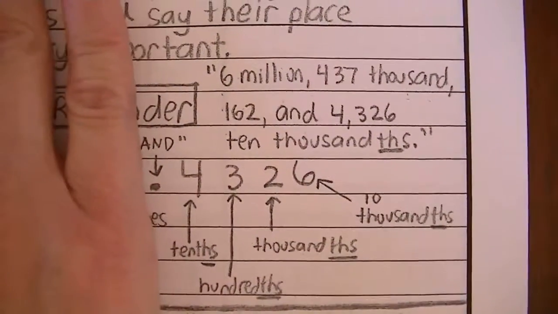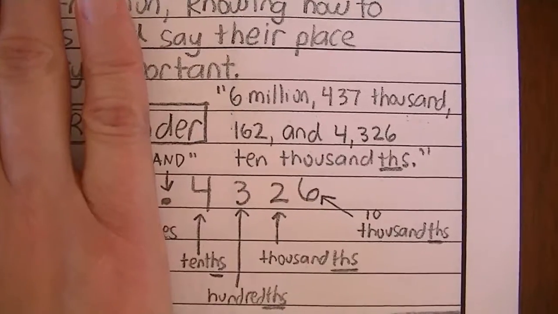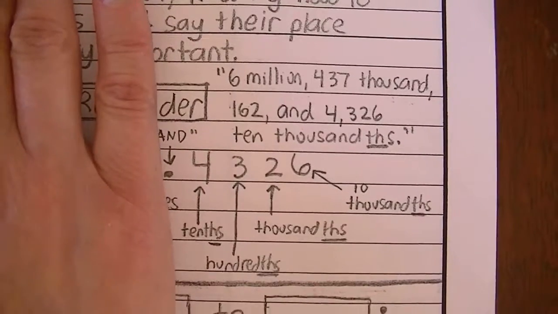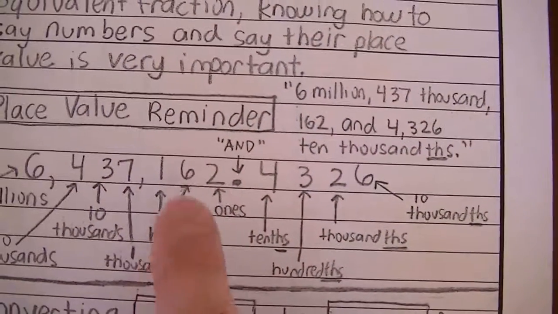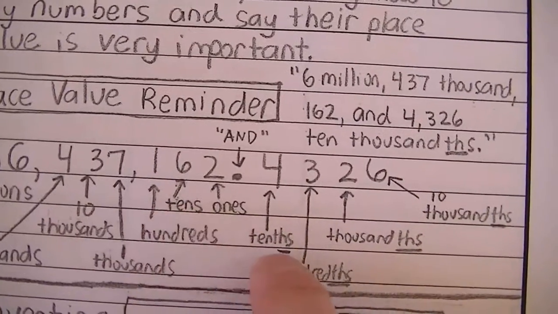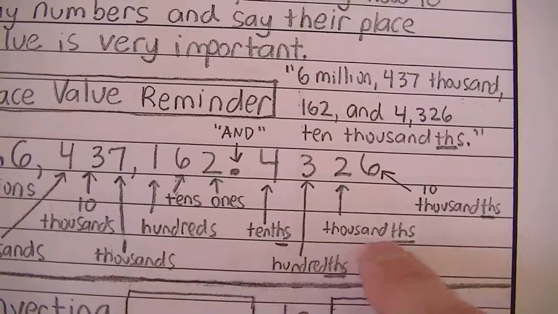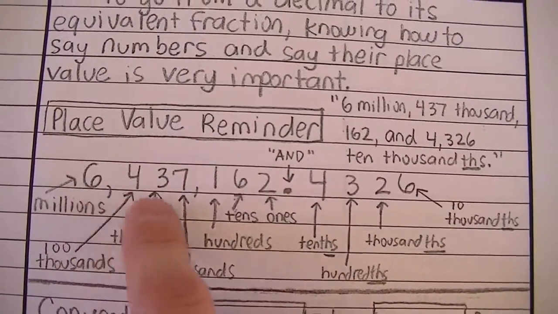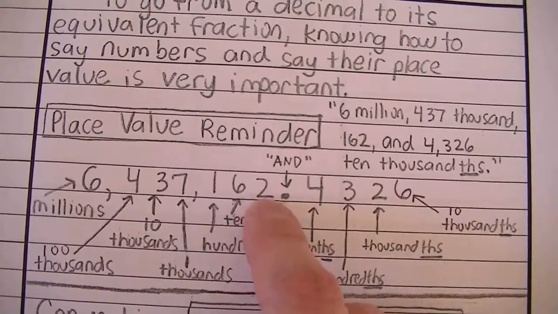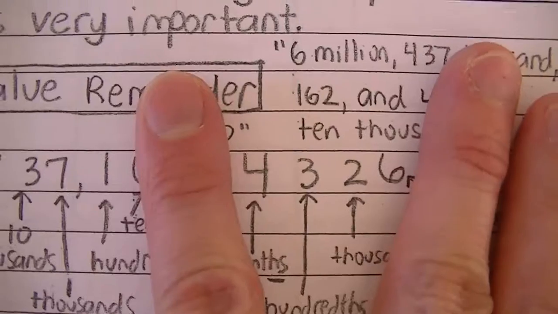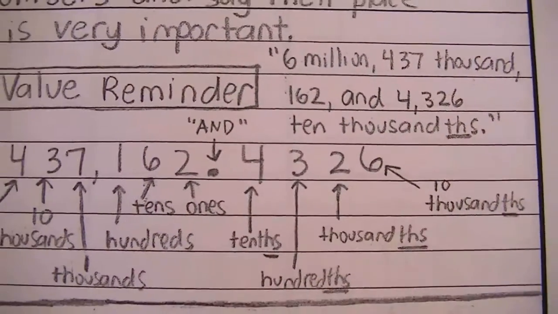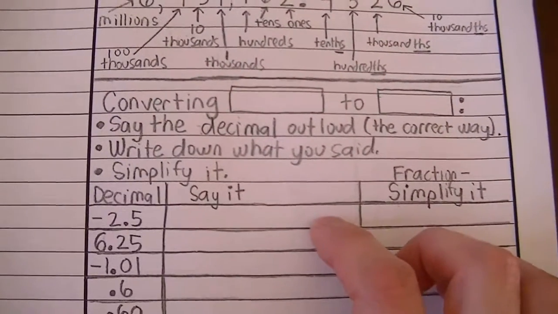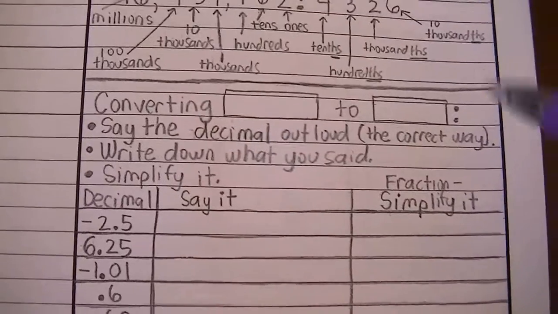Okay, and then notice right here that the first digit to the right of that decimal is tenths, then hundredths, thousandths, 10,000ths. The main difference between the left and the right, you'll notice that this says tens, but this says tenths. It ends with a th. Everything to the right of the decimal ends with a th. So to say this number out loud, you would say 6,437,162 and 4,326 10,000ths. Use this as a guide to help you complete this bottom section right here, because we're going to be converting from decimals to fractions.